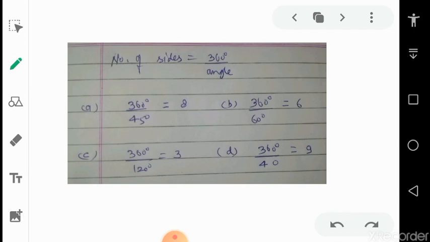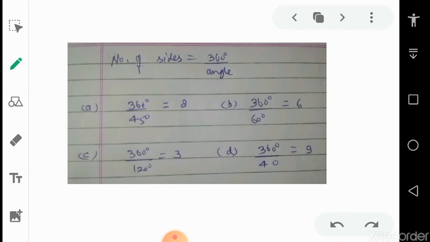Third, it is about 120 degree. So 360 degrees divided by 120 degree, we get 3, means the number of sides is 3, hence it is a triangle. Okay, in the last one, the value of exterior angle is 40 degree.